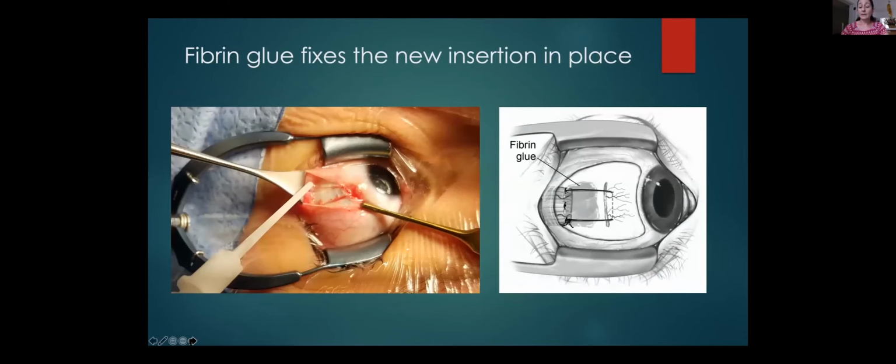Finally, fibrin glue is added between the recessed muscle bed and the sclera, including the hangback sutures as shown, to help prevent movement and displacement of the muscle on hangback, and the conjunctiva is closed over the glue.